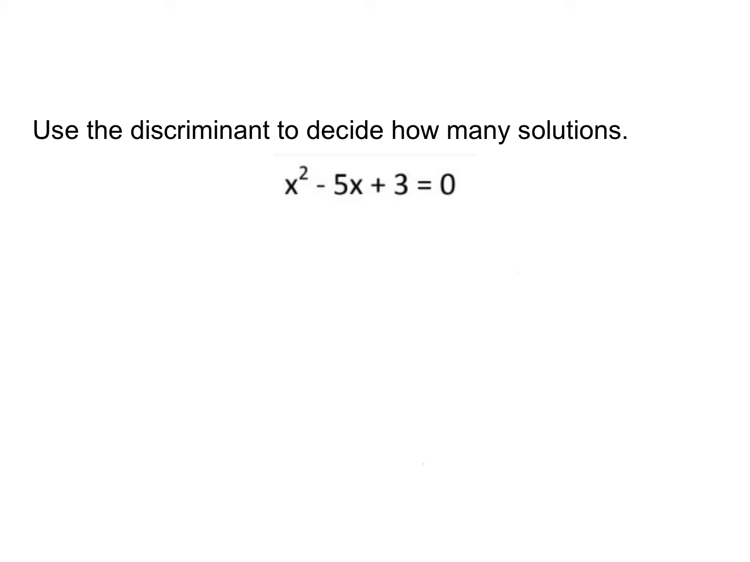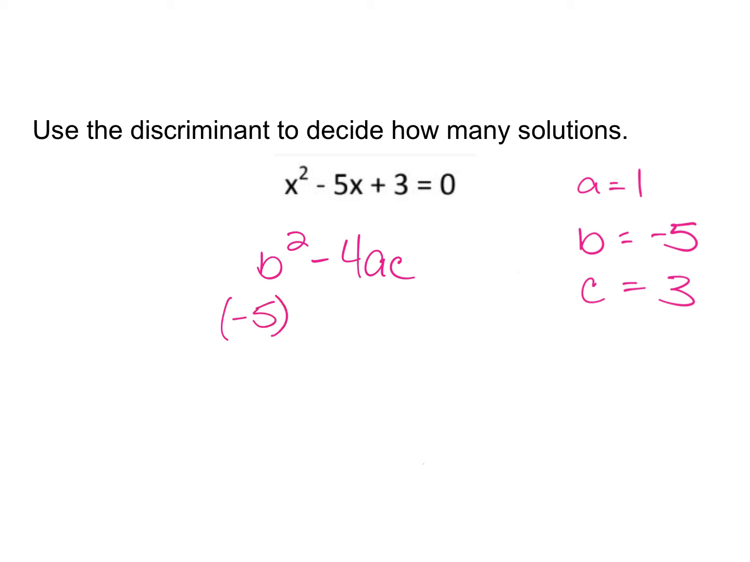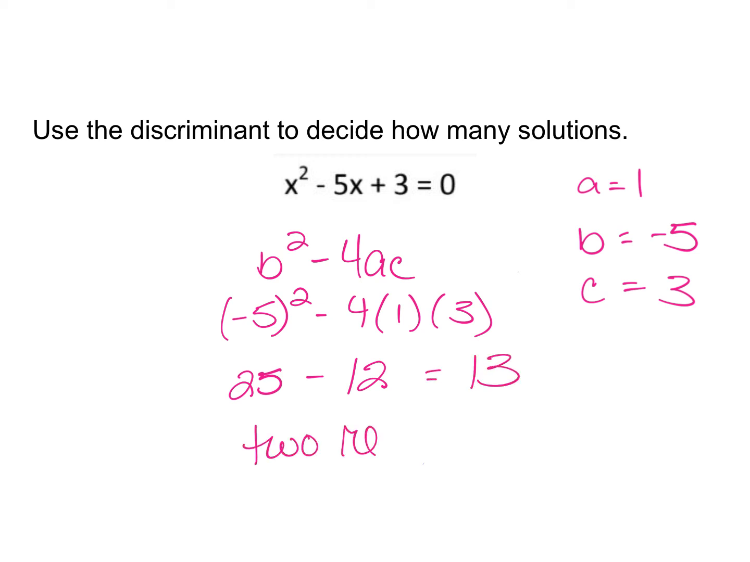All right, let's continue. So we are still going to continue with b squared minus 4ac. And in this case, a is 1, b is negative 5, and c is 3. So when I substitute, I have negative 5 squared minus 4 times 1 times 3. So negative 5 squared would be 25 minus 12, which would give us a positive 13. So we would have two real number solutions.